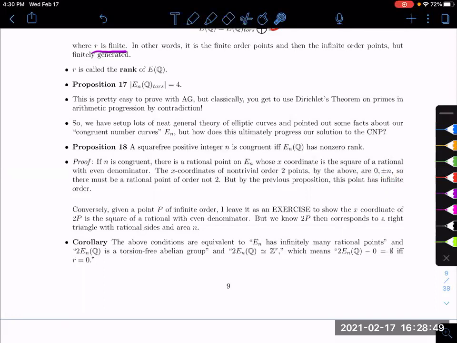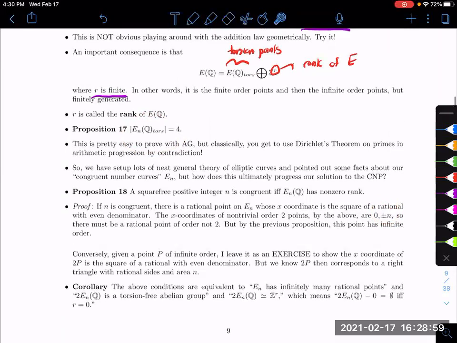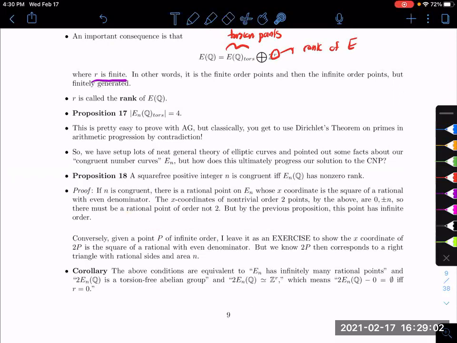But wait a second. The torsion group has 4 points in it. And we only found 3 of them. So there's got to be a rational point of order not 2. I'm sorry, I said that wrong because I forgot to include the trivial point. We found 3 non-trivial points on our curve of order 2. But then there's also the trivial point of order 1 on our curve, right? The point at infinity. So what does that mean? That means we have found 4 torsion points on our elliptic curve. But by the previous proposition, there's only 4 torsion points, right?